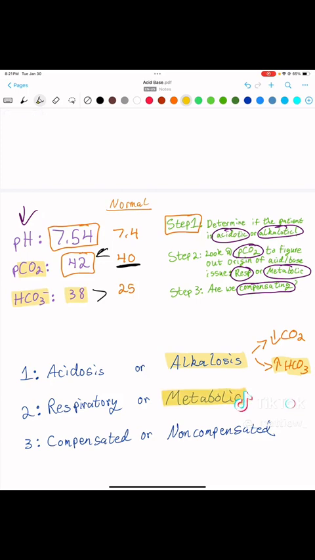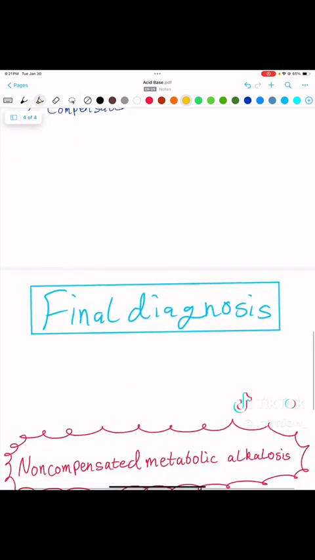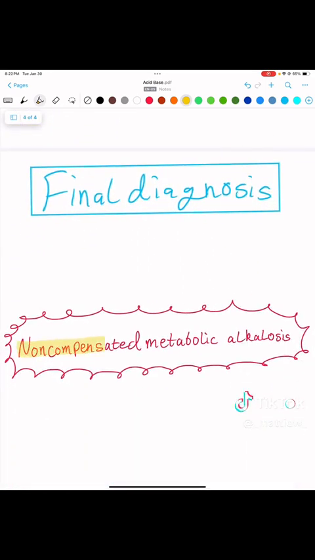And to determine if this is compensated or not, we have to do the opposite of the problem. So if we have a metabolic alkalosis, we fix it with a respiratory acidosis. And we can see here that, yes, we have increased our CO2 slightly above 40, but because our pH is still so far out of the norm, this would mean that we are non-compensated. So with that in mind, our final diagnosis is a non-compensated metabolic alkalosis.